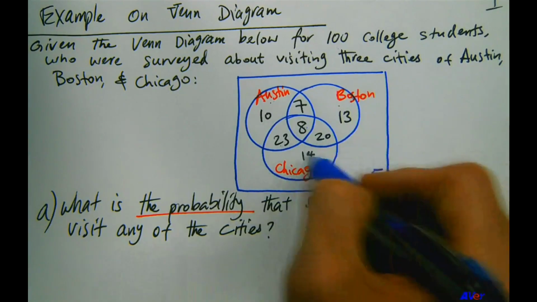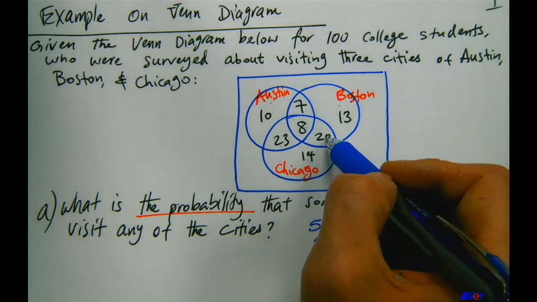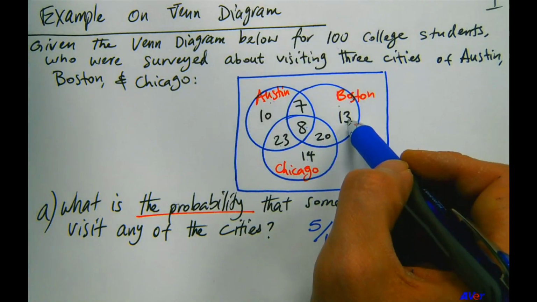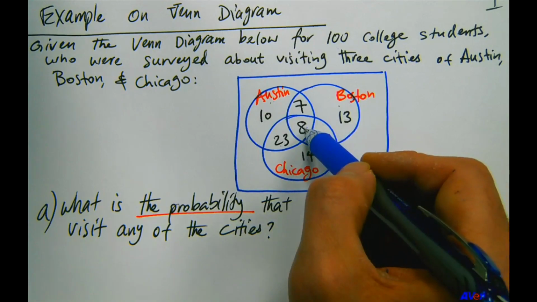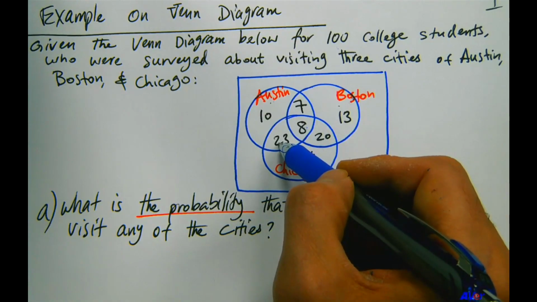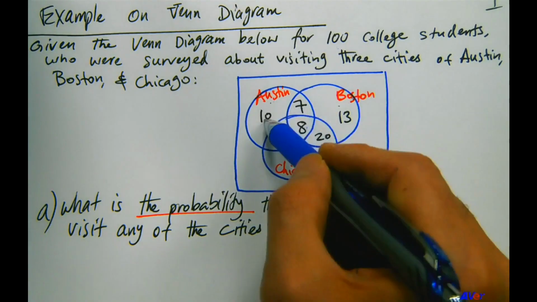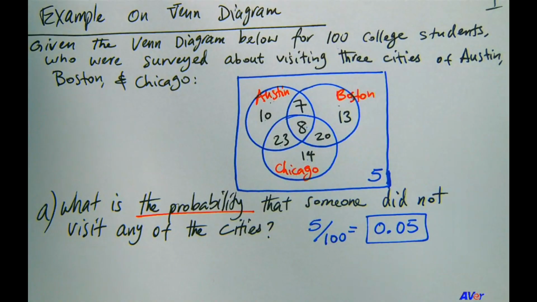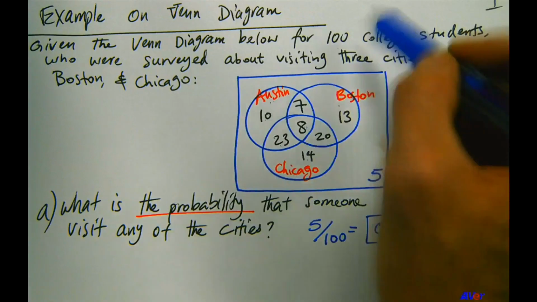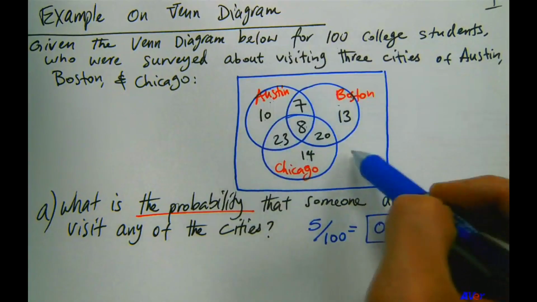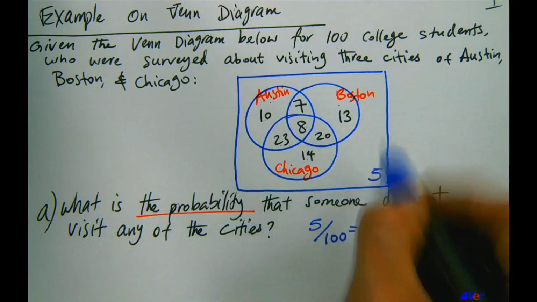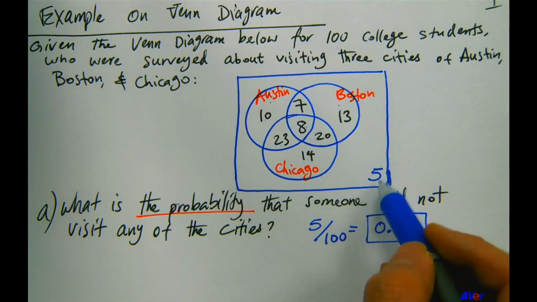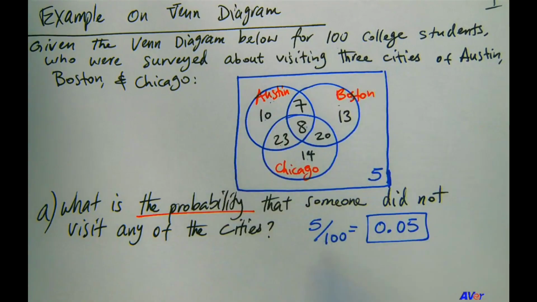So 5 plus 14 is 19, plus 20, that's 39, plus 13, that's 52, 52 plus 8 is 60. 60 plus 23 is 83. 83 plus 7 is 90. 90 plus 10 is 100. So you don't really need this information, but it's been provided. So you don't have to add these numbers. But if this number wasn't there, you could easily get it by adding these numbers and dividing the number of people who did not visit any of the cities by the total, which is 100. Okay? All right. So part B.